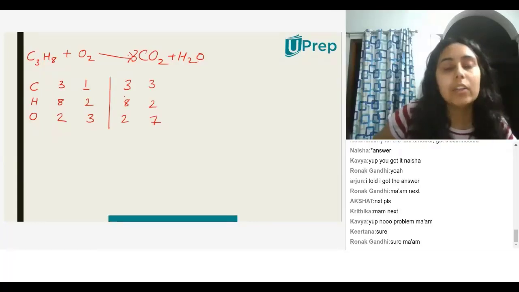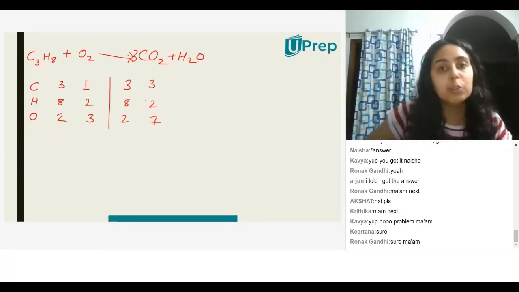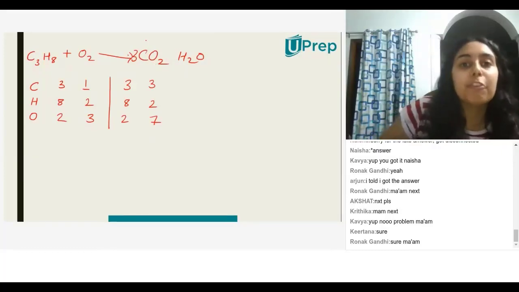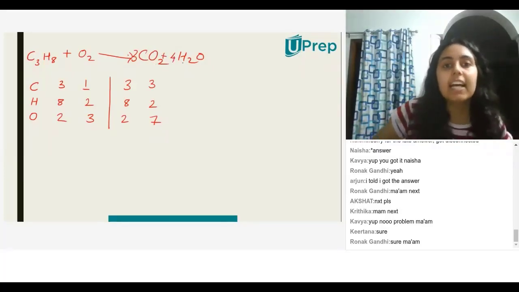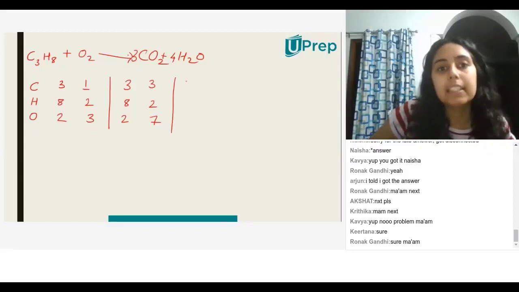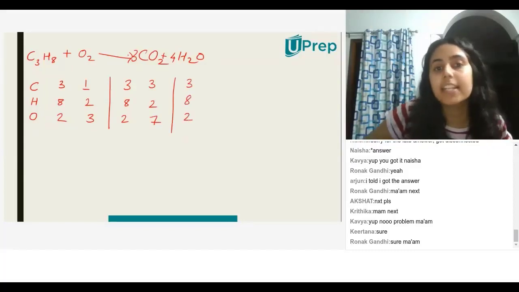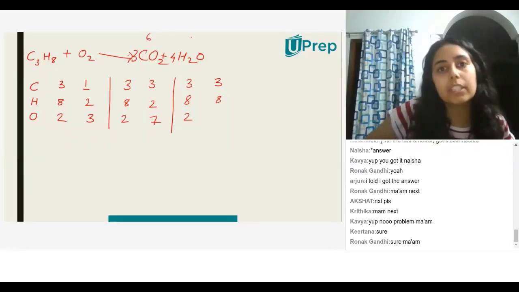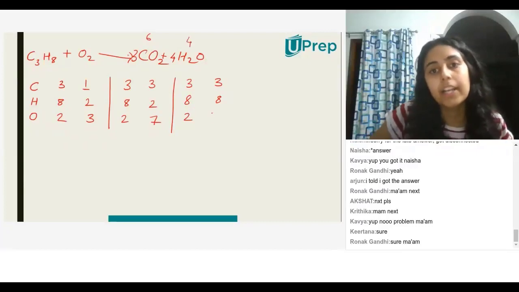I have 8 on the left-hand side. On the right-hand side, I have 2. So I put 4 on the right-hand side. Now it's 3, 8, 2 on the left because I haven't changed anything there. On the right-hand side, it is 3 carbons because that hasn't changed, hydrogen will be 8, and oxygen will be 3 times 2, 6, plus 4, 10.